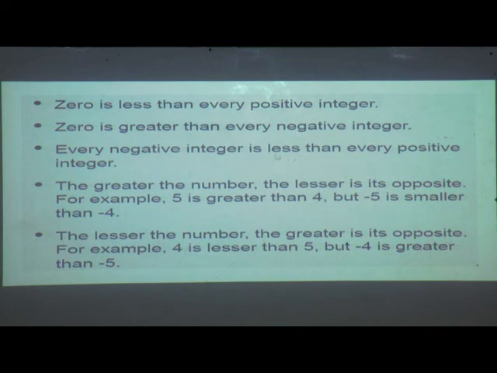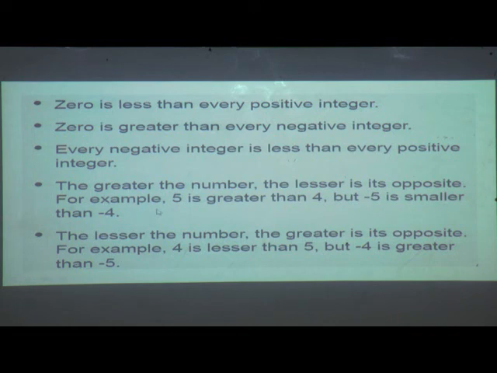Every negative integer is less than every positive integer. If we compare plus 1 and minus 1, which is the greater? Plus 1. Hence all the negative integers are less than every positive integer. The greater the number, the lesser is its opposite. For example, 5 is greater than 4, but minus 5 is smaller than 4.